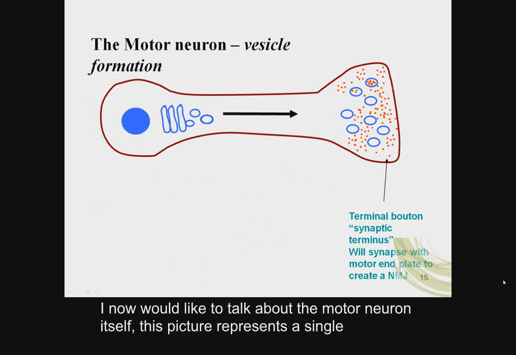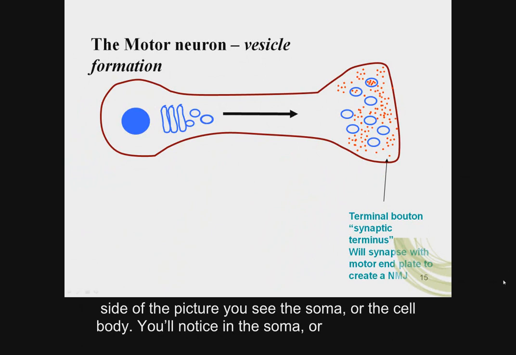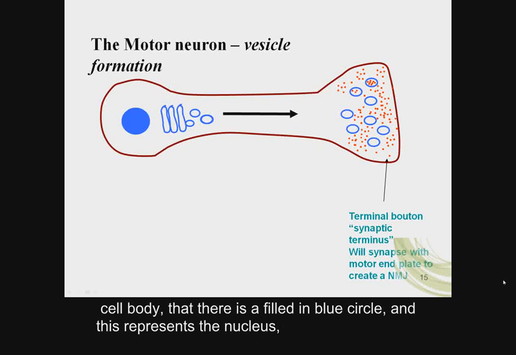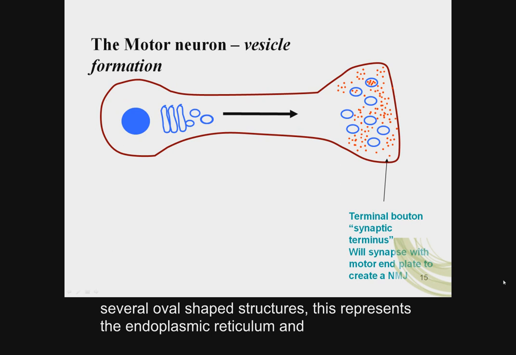I now would like to talk about the motor neuron itself. This picture represents a single neuronal cell that innervates muscle. In other words, it is a motor neuron. On the left side of the picture, you see the soma, or the cell body. You'll notice in the soma that there is a filled-in blue circle, and this represents the nucleus, where gene transcription occurs. You'll also notice that next to the nucleus are several oval-shaped structures. These represent the endoplasmic reticulum and Golgi apparatus.